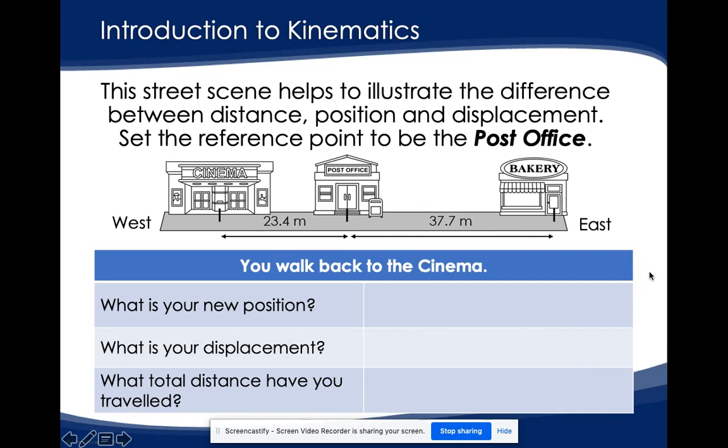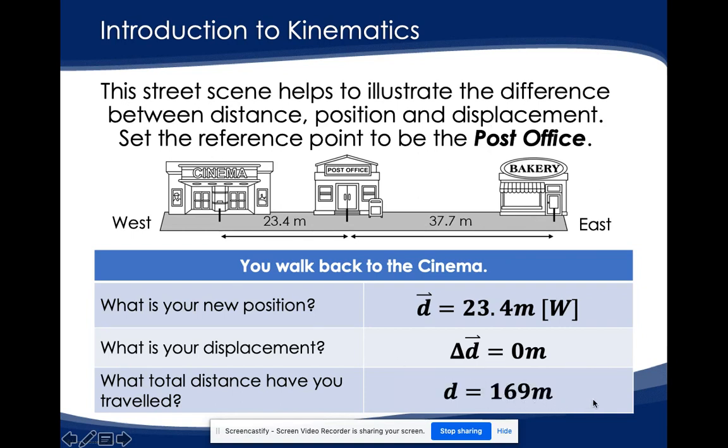All right, so we're walking back to the movie theater. My new position is, again, 23.4 meters west. Okay, so I'm here. My reference point is here, the post office. So I go back here. My new position is 23.4 meters west of my reference point. My displacement is 0 again, because this is actually where I started, was the movie theater. And the total distance I've traveled now has been from the movie theater to the post office, back to the movie theater, to the bakery, and back to the movie theater. So now I have a total distance of 169 meters.